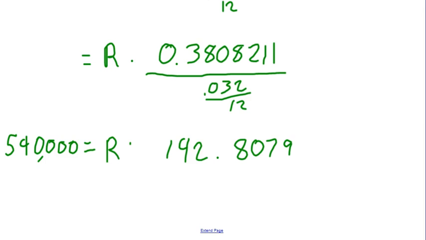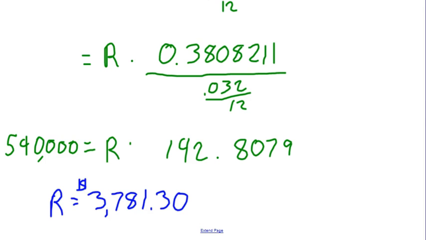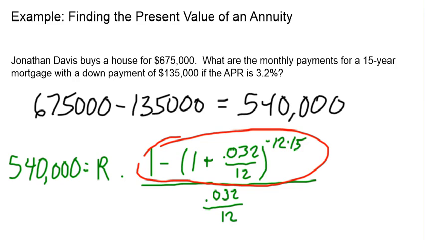And that is equal to $540,000. So if we're trying to get R by itself, we need to divide both sides by 142.8079. So if you type that in and simplify, 540,000 divided by 142.8079 is approximately 3,781.30. So that means your monthly payments for that mortgage would be $3,781.30.